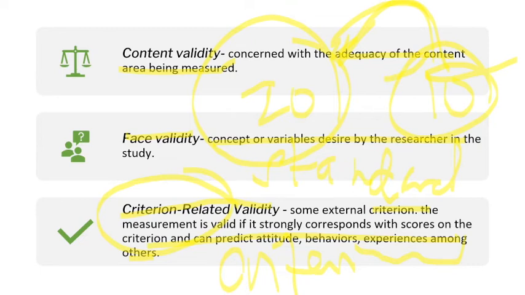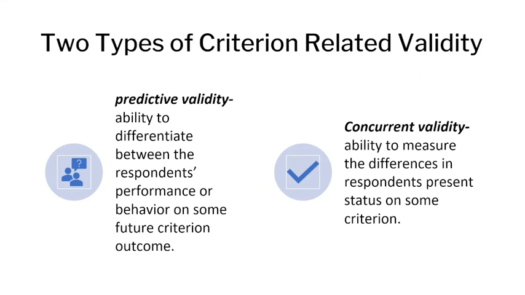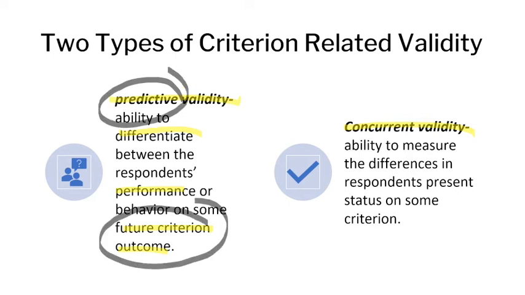Next, there are 2 types of criterion-related validity: predictive validity and concurrent validity. Predictive is to differentiate between performance or behavior on some future criterion outcome. So look at the word predictive. It's predictive of future criterion outcome. If it is concurrent, it is the ability to measure the differences on the present status on some criterion. Take note of that. Concurrent is talking about the present, whereas predictive is the future.